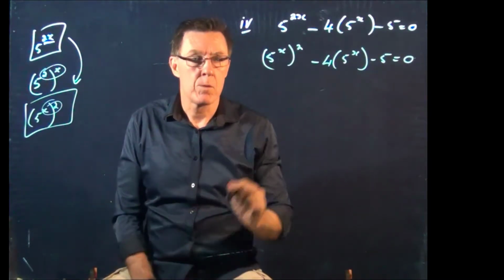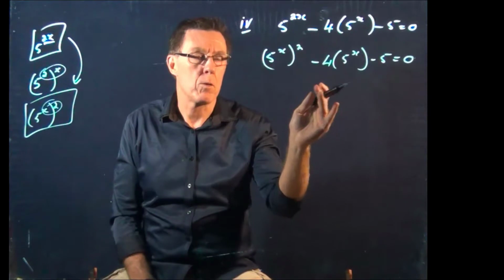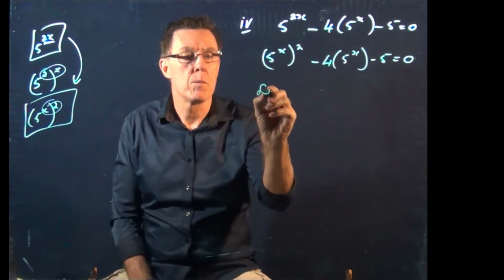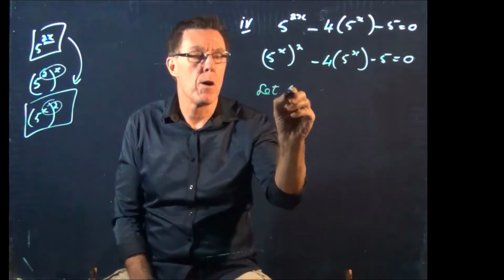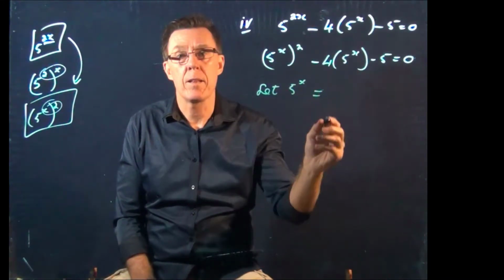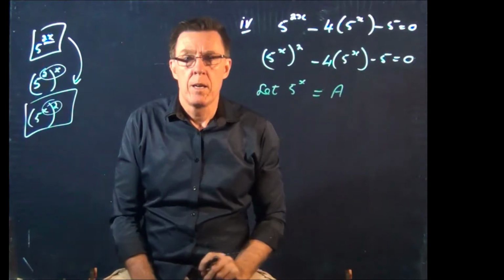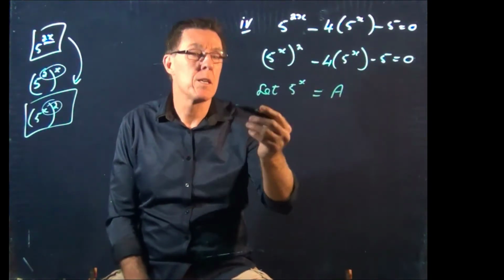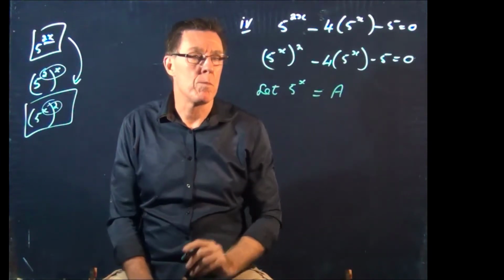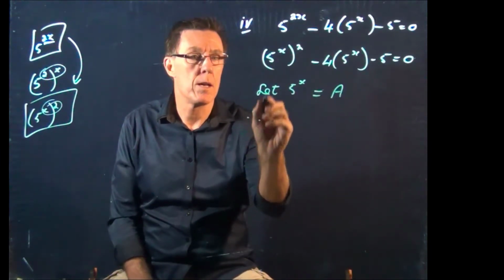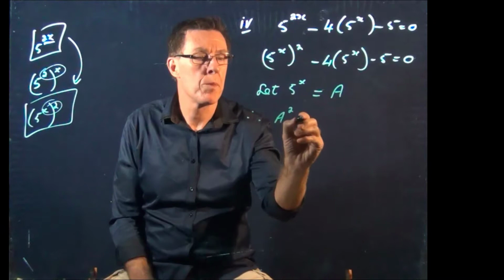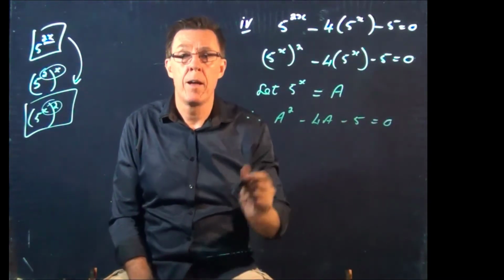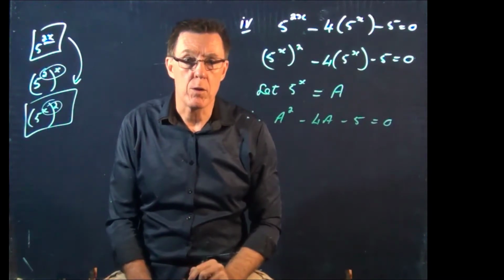It's a quadratic. So what I'm going to do, it's a bit of a complicated quadratic, so I'm going to make it a little more simple for the time being. I'm going to, this bracket bit, the 5 to the power of x, I'm going to take that out and let that be equal to a. Any pronumeral you want, so long as you don't make it equal to x. So I can now rewrite this as a squared minus 4 lots of a minus 5 is equal to 0. A very easy quadratic to solve.